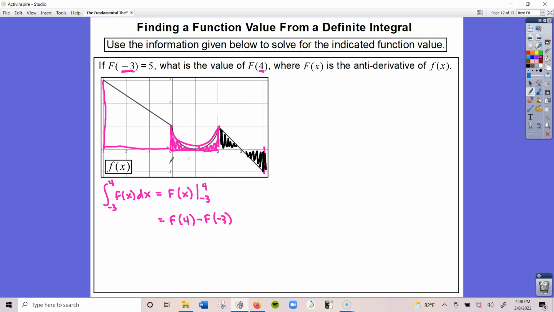Now let's look at how to set this up. The trapezoid we know. It's 1/2 times the height, which is 3, times base 1, which is 3, plus base 2, which is 1. Now over here, in order to get this area, let me draw it over here so you could see.